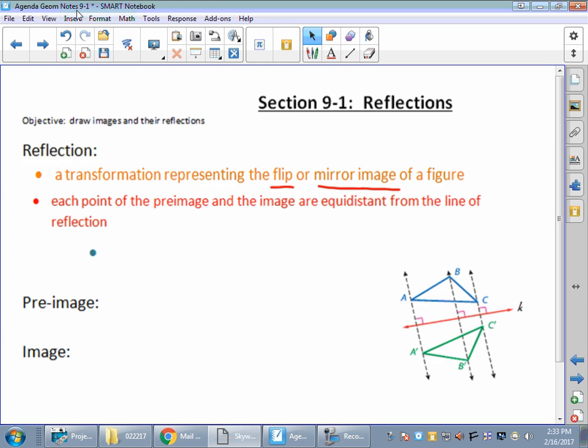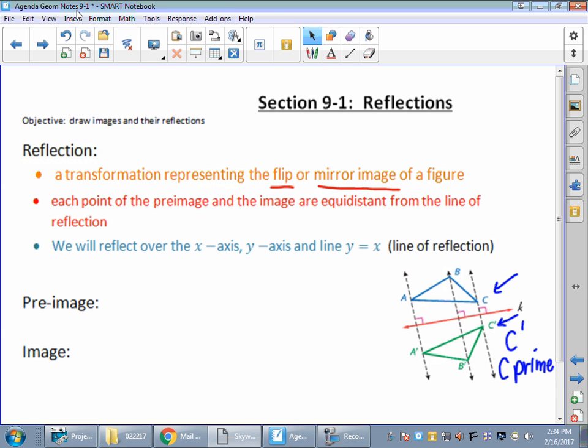You can see in the example that I've got here on the board that C and C prime, with the little apostrophe or one superscript, are a reflection and they're equidistant from that line K. You notice B and B prime are reflections and they're equidistant, and A and A prime are equidistant.